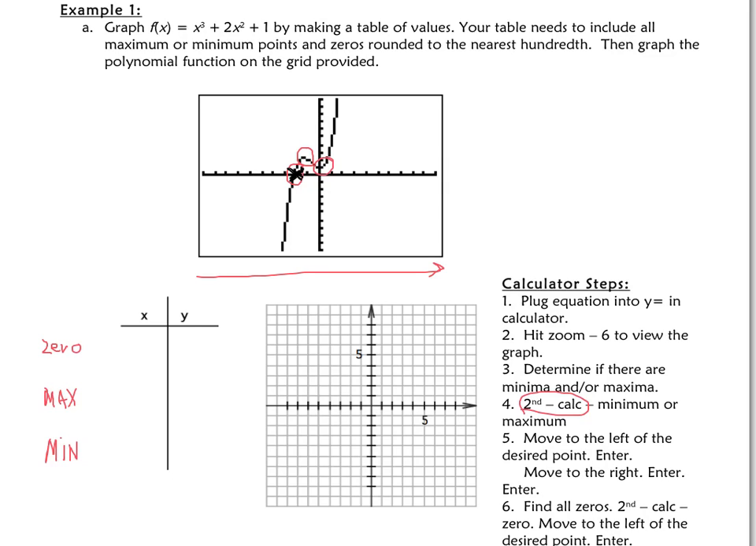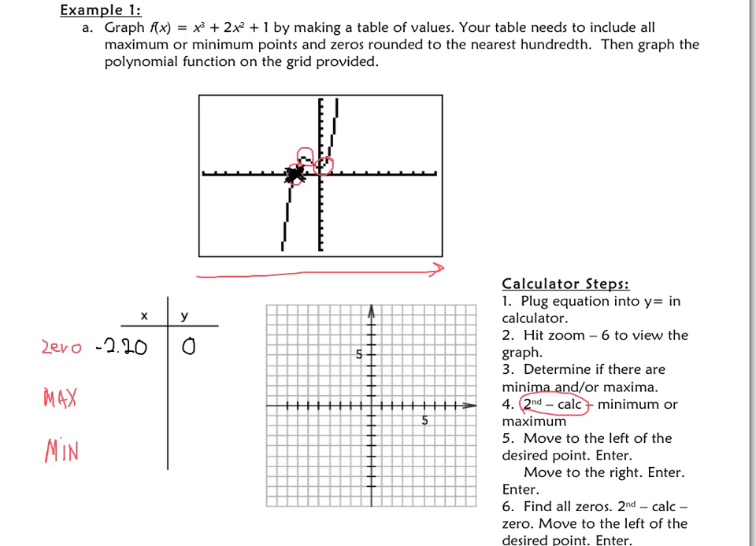At this point, it is asking you for a left bound. Arrow over to the left once, press enter. Go back to the 0, because now it's asking you for a right bound. Arrow over to the right, press enter, and now it's asking you to guess. You're going to go back to where that cursor was, more or less on that 0, and press enter, and on the bottom of the screen it will give you the x equals and y equals, the values of that 0. For this example, you should get that it's negative 2.20, because we're rounding to the nearest hundredth, and then 0.